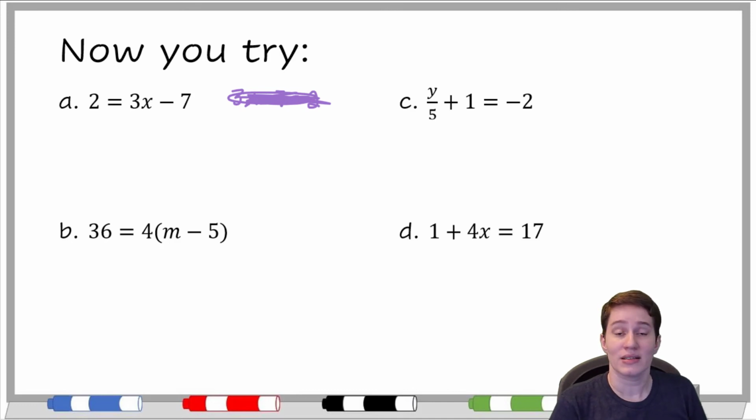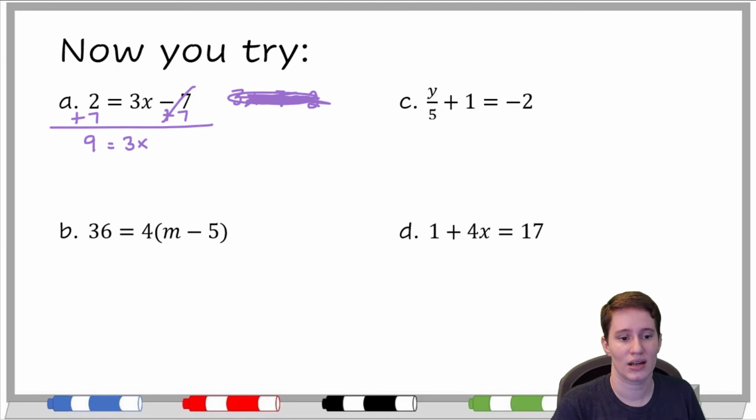So this minus 7 needs to go first by adding 7. So 2 plus 7 is 9. And then we just drop down the 3x, and then that's our next thing we need to do. That 3x says, hey, we need to divide both sides by 3, and 9 over 3 simplifies to 3.